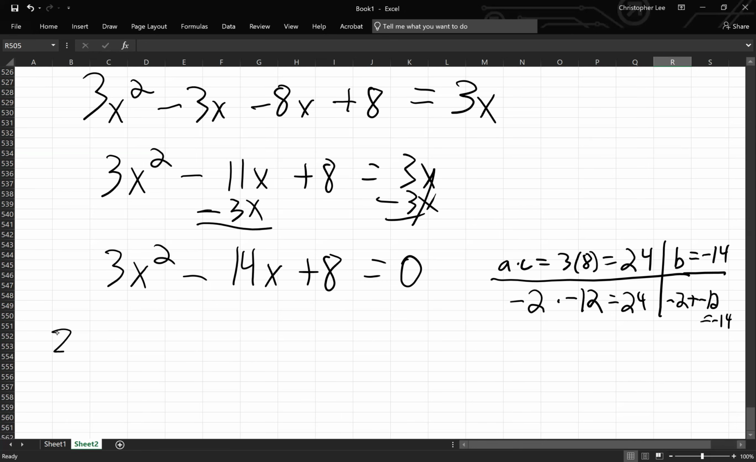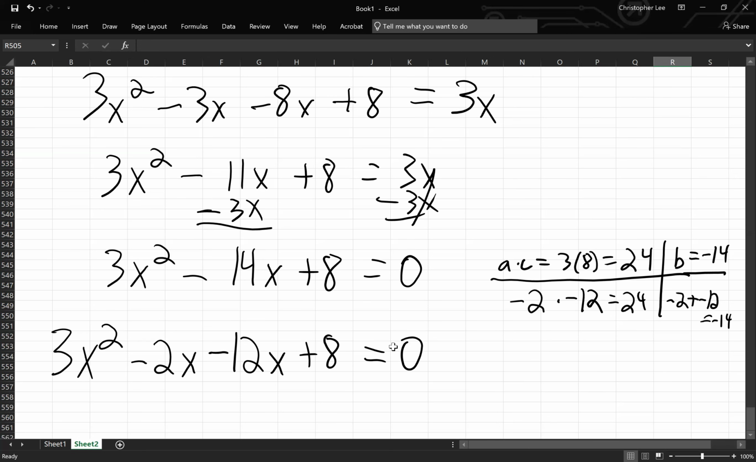This is going to be 3x squared, but instead of the -14x, I'm going to write -2x minus 12x plus 8. It does not matter which order you write the middle numbers in, you'll still get the right answer, right? I'm lazy. I heard 2 and 12, so then I wrote down 2 and 12 in that order. Right?